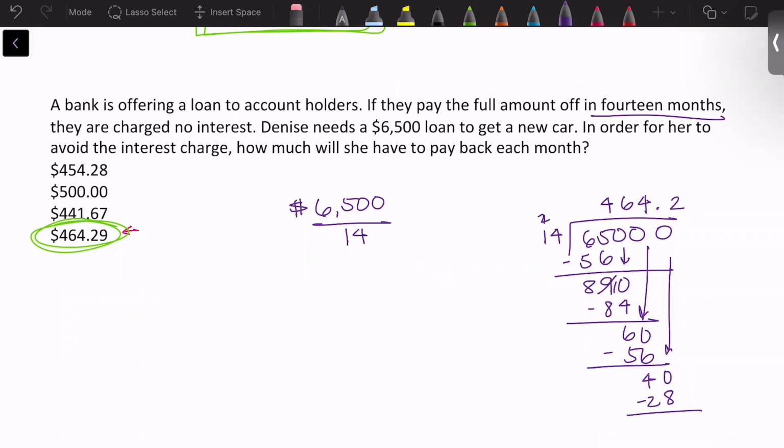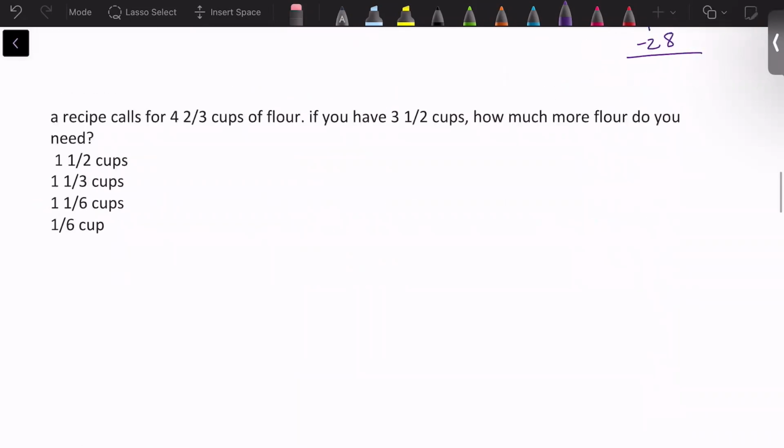No. Cool. Next. A recipe calls for 4 2/3 cups of flour. If you have 3 1/2 cups, how much more flour do you need? All right, so we need 4 2/3, and we only have 3 1/2.